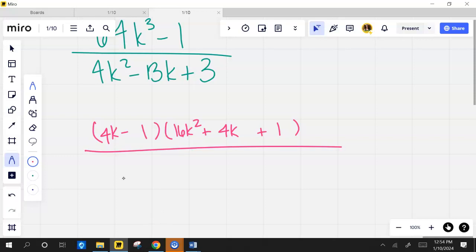Can you factor the denominator? Probably. See if you can do it. I think we did this one together already. What did we get when we did it earlier? I hope 4K minus 1 was one of those factors. 4K minus 1 and x minus 3.